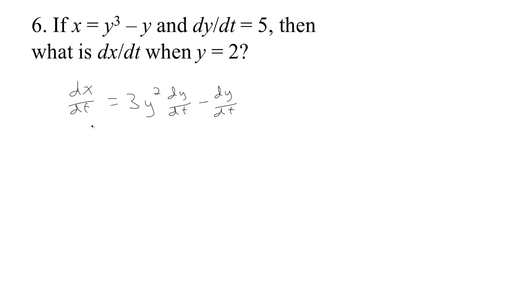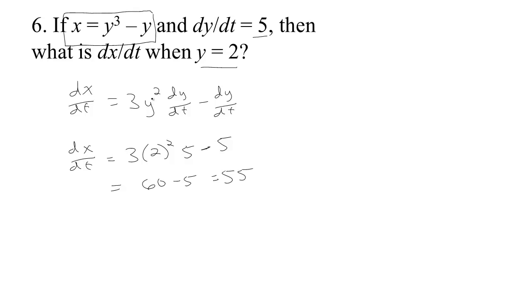Okay, and the question is, what is dx/dt if we know that y is 2 and dy/dt is 5? We just plug those given numbers in to figure out the rate of change of x with time. So we get 4 times 3 is 12, 5 times 12 is 60, 60 minus 5 is 55. So because of this relationship between x and y, when dy/dt is 5 and y happens to be 2, then dx/dt is going to be 55.